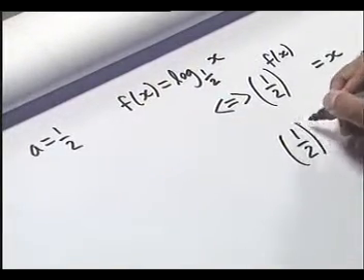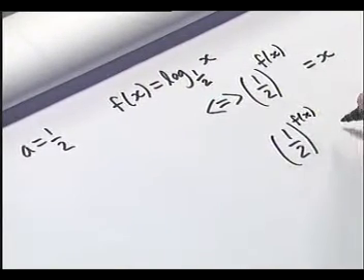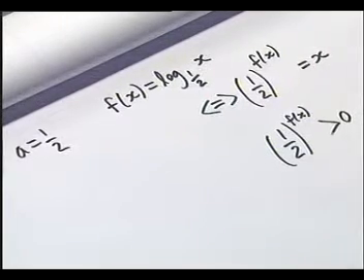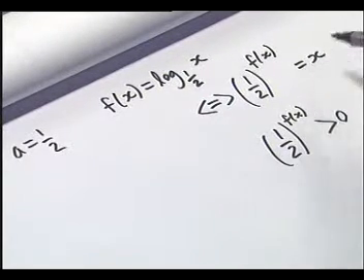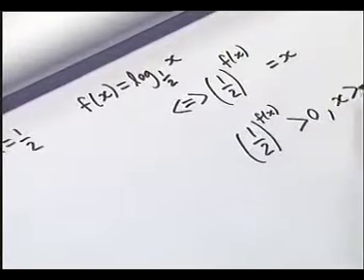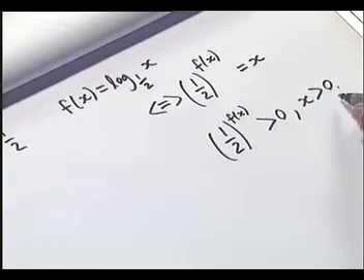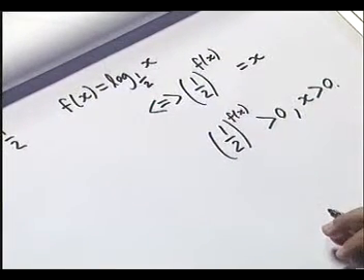And as with the previous example, we need to think carefully about which argument we're going to consider now. Because 1/2 to any power will always give me a positive number. In other words, 1/2 to the f of x is always more than 0. And since this is equal to x, this means that x is more than 0. And so I'm only going to consider positive arguments.